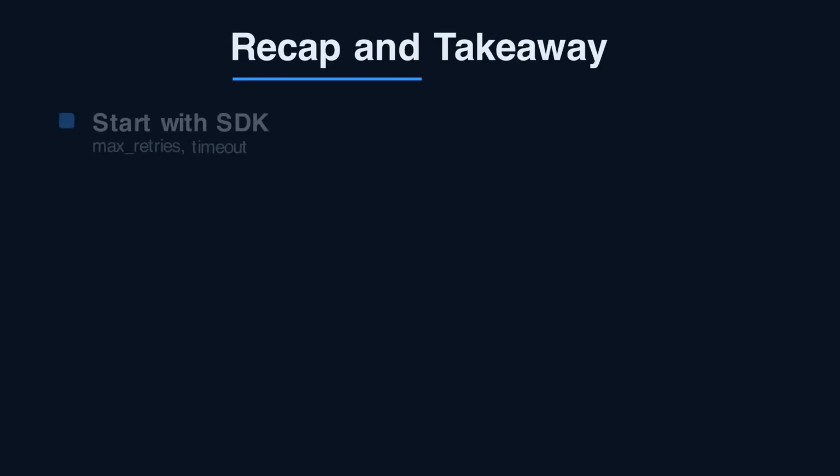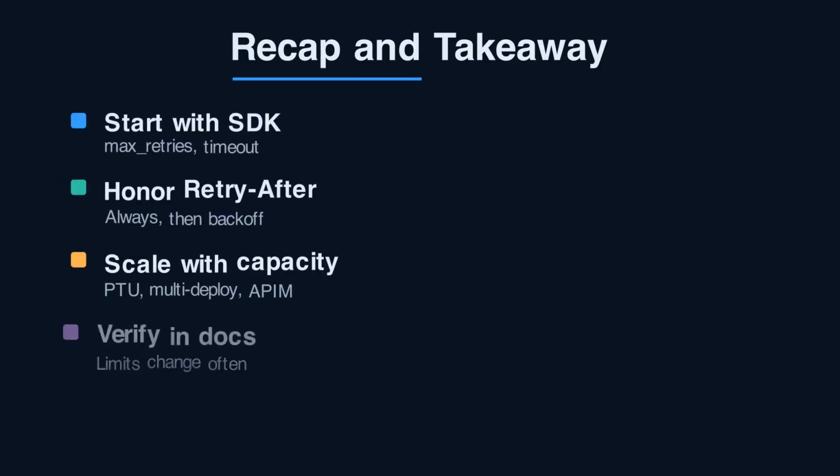To recap, the OpenAI SDK already retries on 429 and 5xx and respects retry-after. So start by tuning max retries before writing anything custom. When you need fallback, circuit breaking, or metrics, add Tenacity with exponential backoff plus jitter, and always honor the server's retry-after first. If you're throttled constantly, that's a capacity problem to solve with quota, provisioned throughput units, or gateway-level routing.